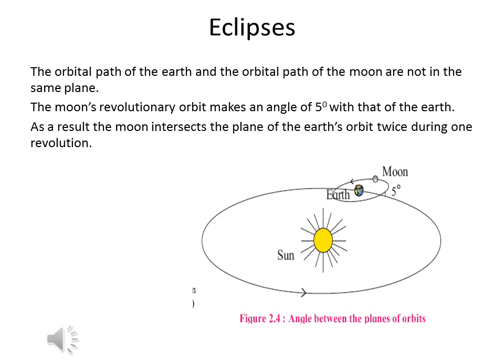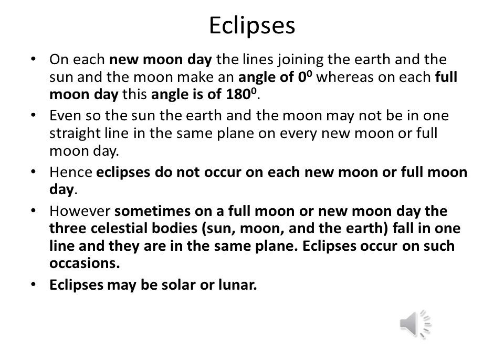Eclipses: the orbital path of the Earth and the orbital path of the Moon are not in the same plane. The Moon's revolutionary orbit makes an angle of 5 degrees with that of the Earth. As a result, the Moon intersects the plane of the Earth's orbit twice during one revolution. Twice means 2 times. On each new moon day, the lines joining the Earth and the Sun and the Moon make an angle of 0 degrees, whereas on each full moon day, this angle is 180 degrees.